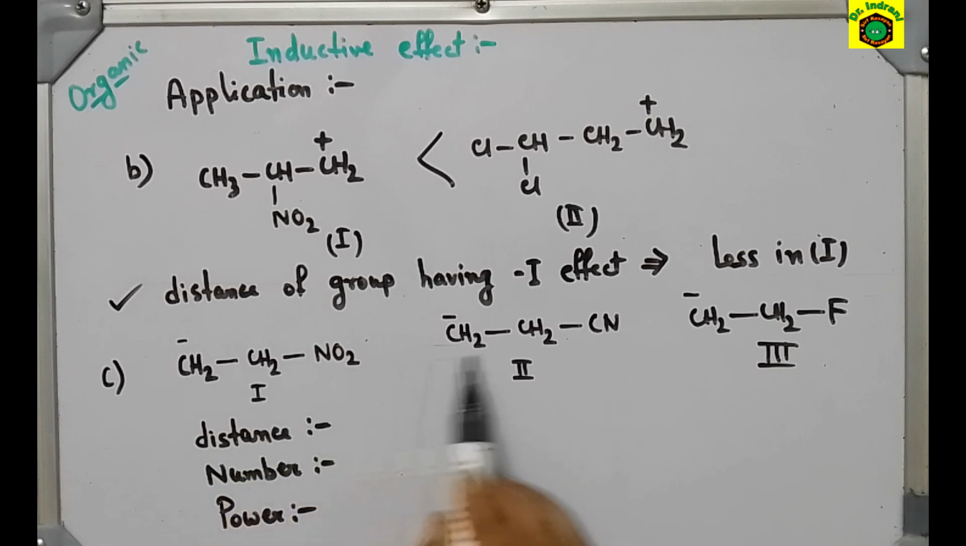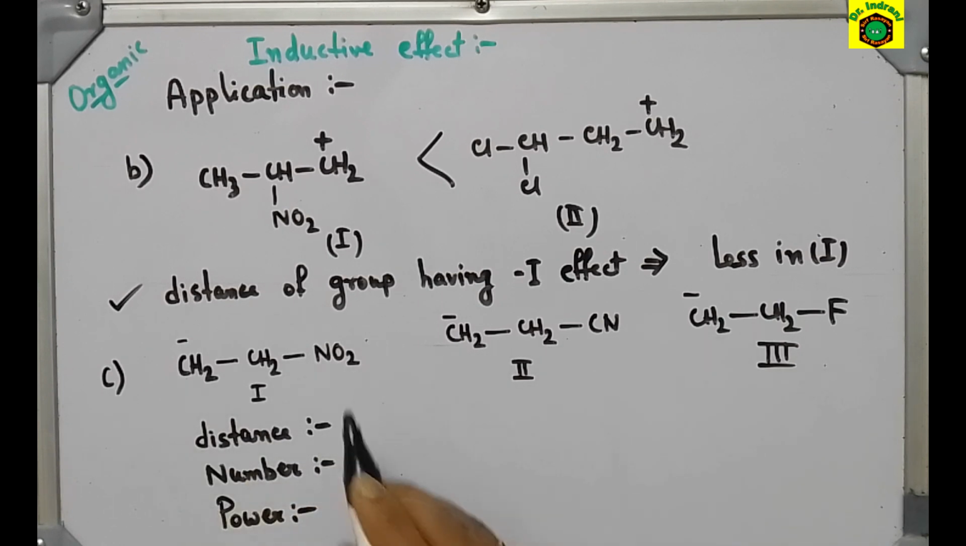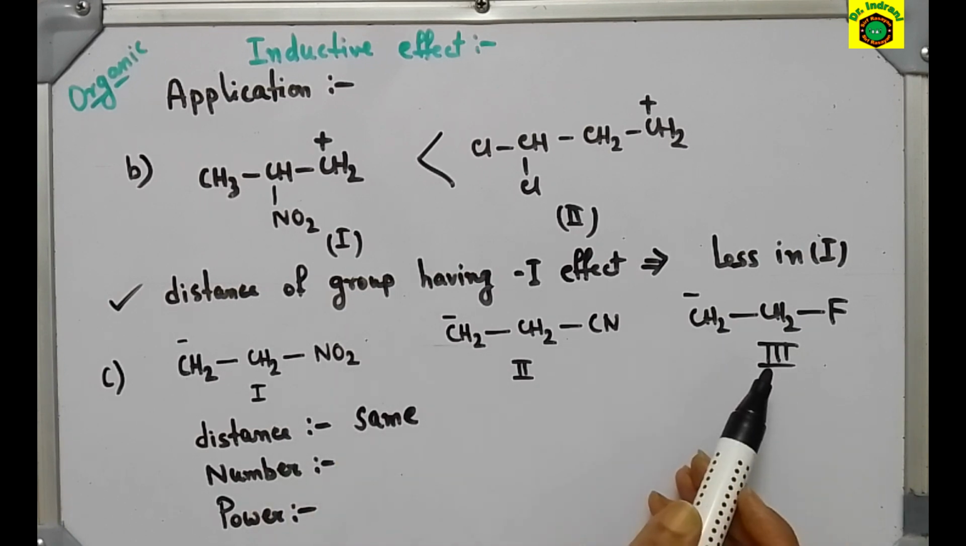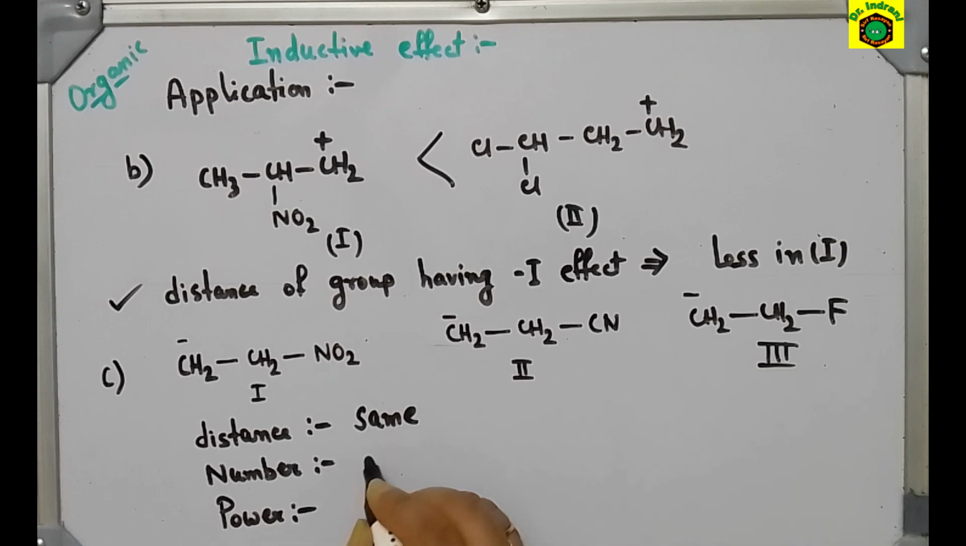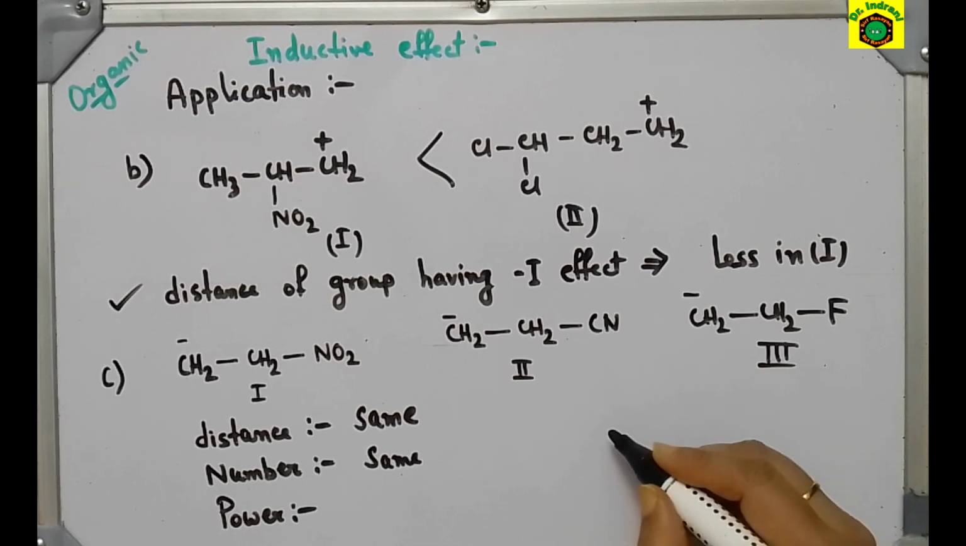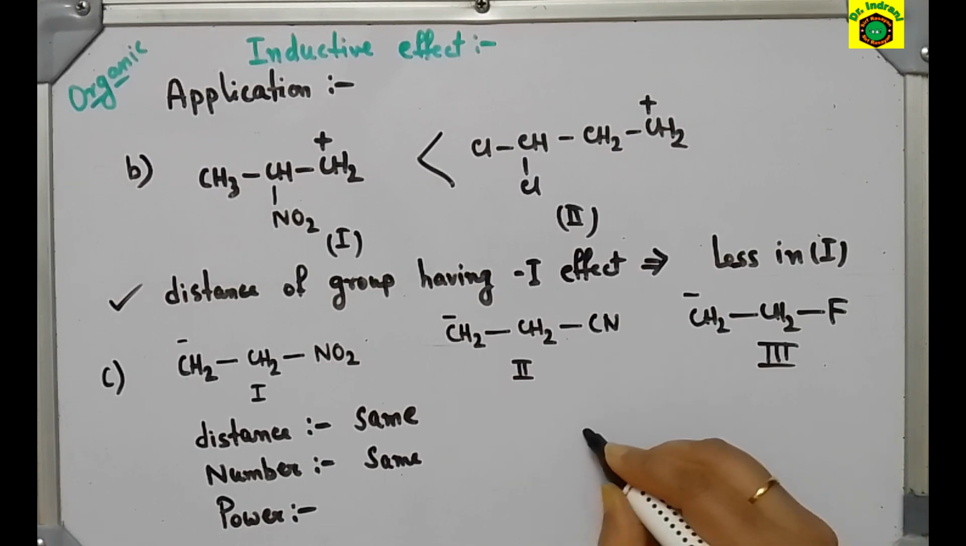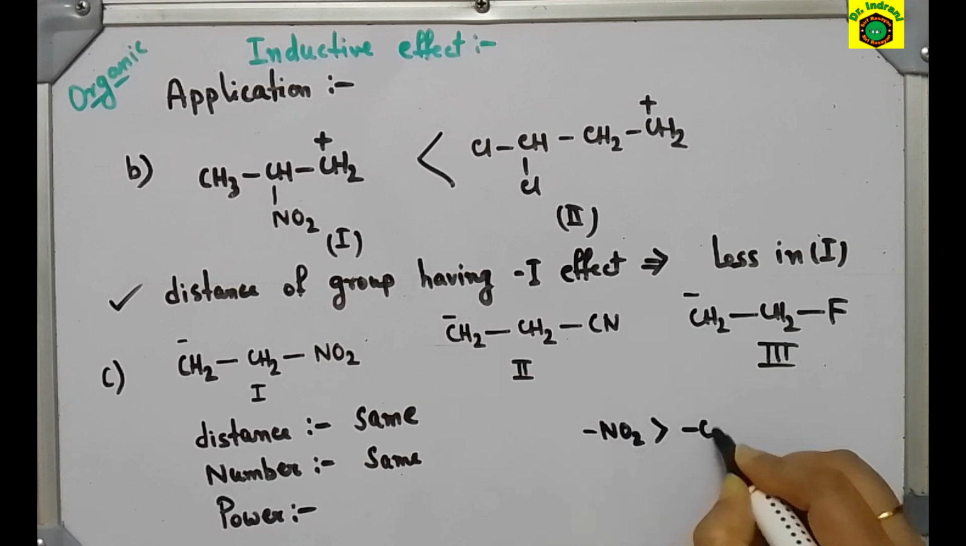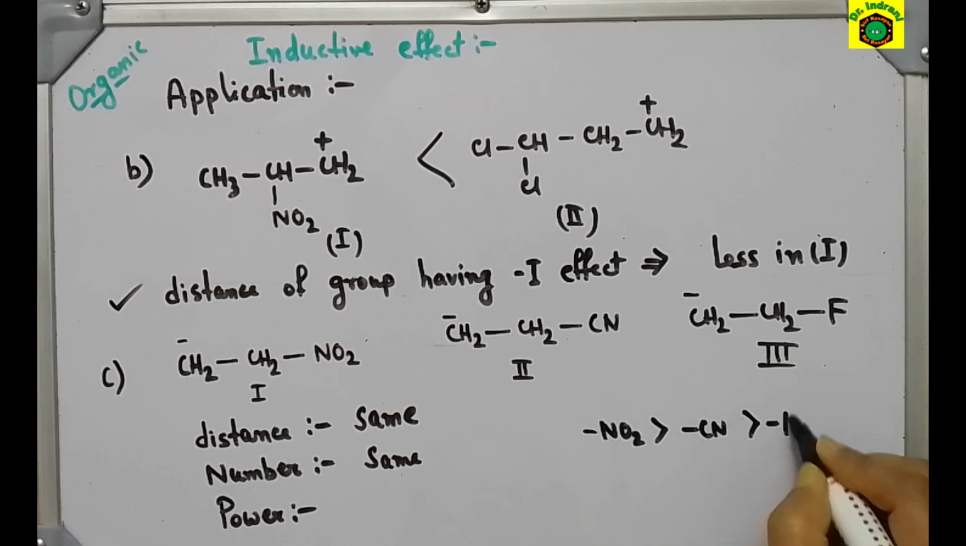Distance wise, all are at the same distance from the carbon ion. So distances are the same. Number wise they are the same. All are having 1 group having minus I effect, so number wise it is also the same. And what is the power, meaning electron withdrawing capacity or minus I effect? Nitro is most, then cyano, then fluoro.